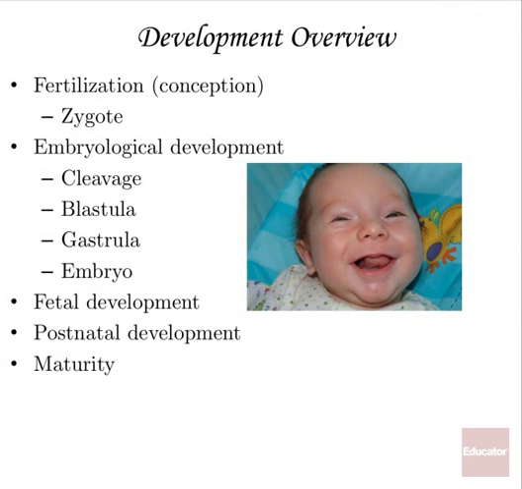So an overview of development from conception up to adulthood would go like this. It starts with fertilization. That is the moment of conception. When sperm fuses with egg, you're going to get what's called a zygote. That's the first cell of life. Then from that point on, it's embryological development until it becomes a fetus.